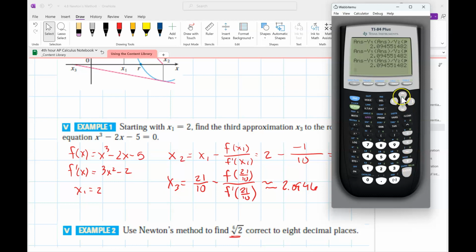And you saw here, if I did this like 5 times real quick, what do you notice about my answer here? What's that telling you? That is actually the solution, right? Or at least as close as your calculator can get to the solution with the decimal points it carries.